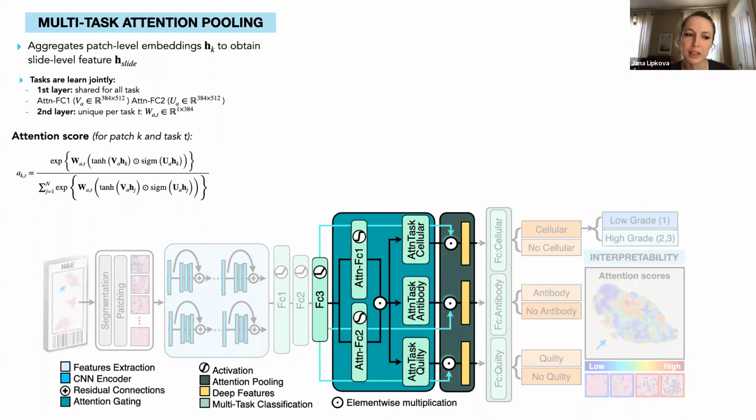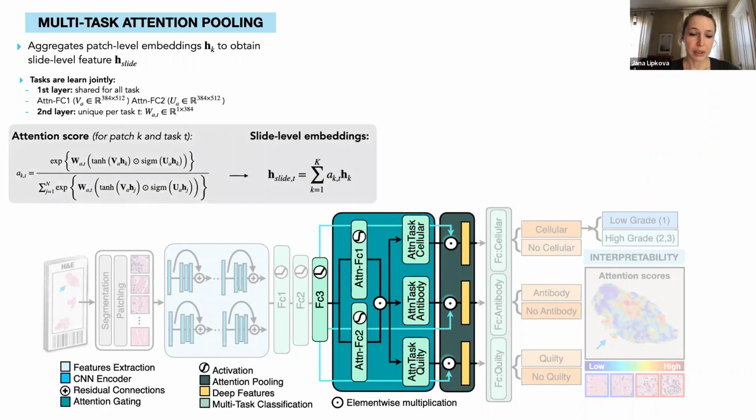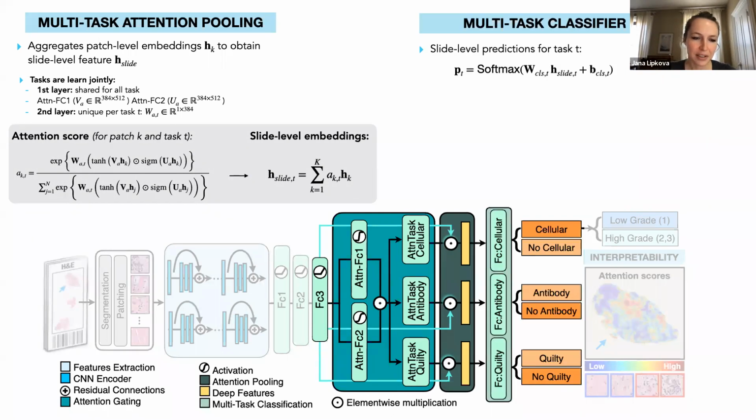And then to obtain the slide level embeddings, we use a weighted average of the patch level embeddings, and we weight them with the corresponding attention score. Okay. Once we have the slide level embeddings, this is what is used as an input for the final classifier, which consists of 3 binary classifiers. Basically, for each patch, we want to predict is there cellular rejection or not, is there antibody-mediated rejection or not.